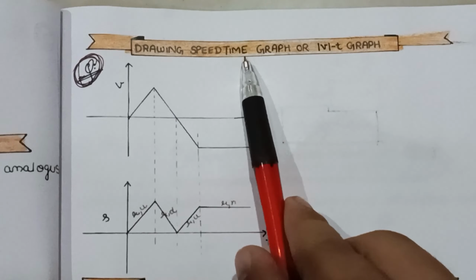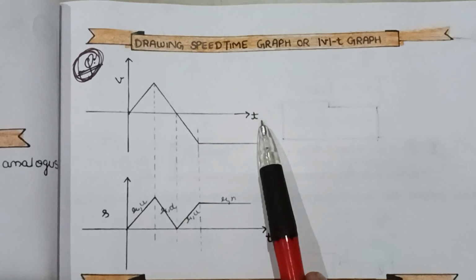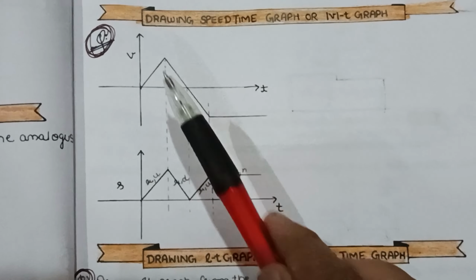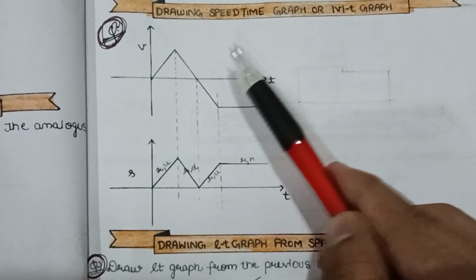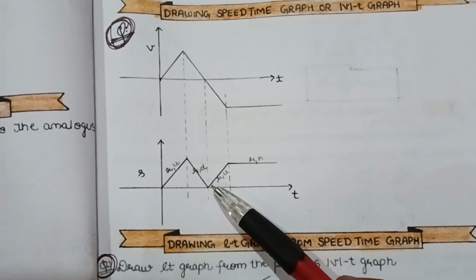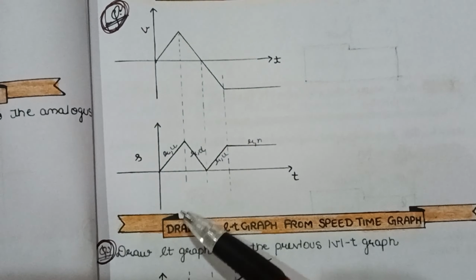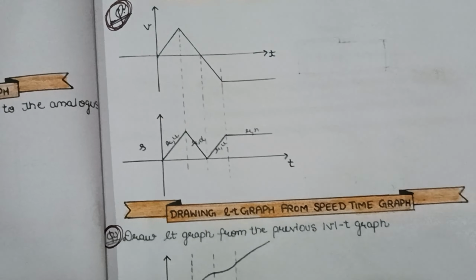Now, drawing speed time graph from the VT graph. Question: the VT graph has to be converted into a speed time graph. For this line in the VT graph, which corresponds to this line in the ST graph, this line in the VT graph corresponds to this line in the ST graph. This line in the VT graph corresponds to this line in the ST graph, and this line in the VT graph corresponds to this line in the ST graph.